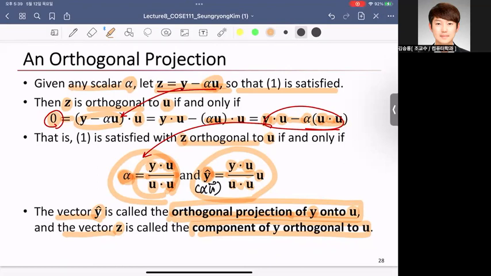어쨌든 반대로 u와 y가 직교한 경우는 어떻게 될까요? What if u and y are orthogonal? What happens? 그러면 z is equal to u, 그렇죠? 그러니까 z is equal to u and y hat is equal to 0 and alpha is equal to 0, right? 그게 되는 거죠. Anyway, this is just definition이죠. 그냥 definition이요. 자, 따라왔죠?